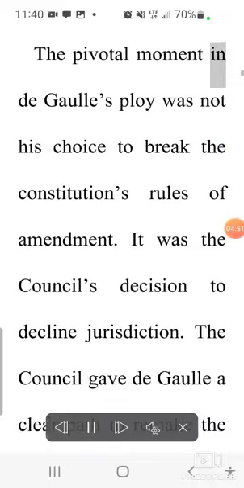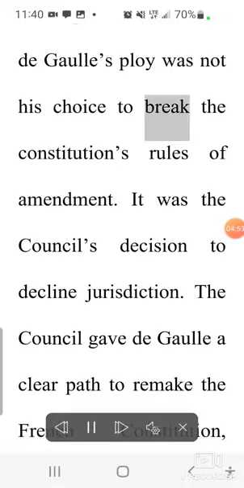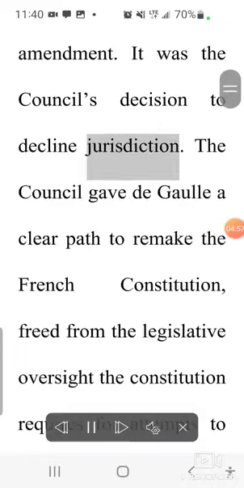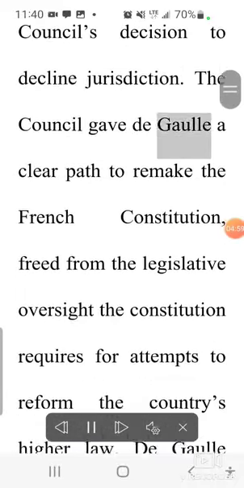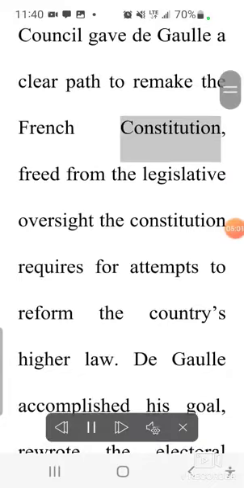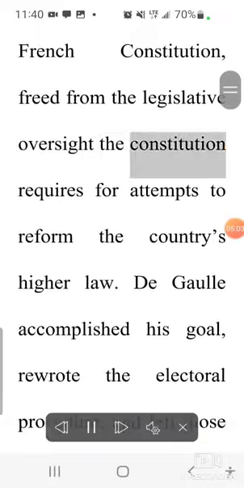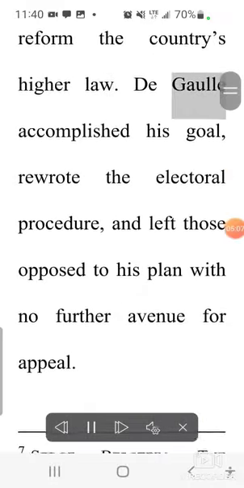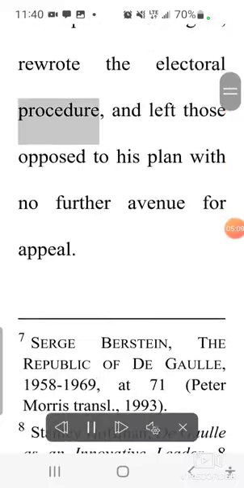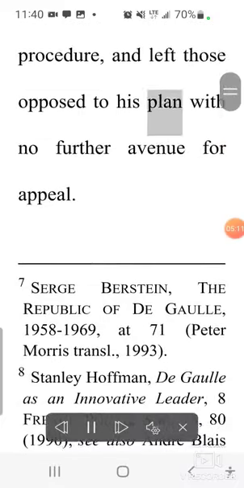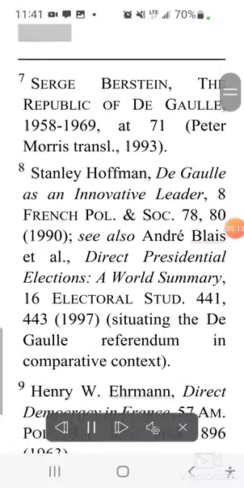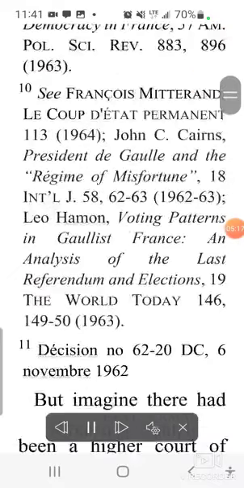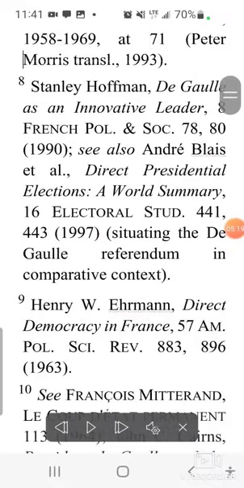The pivotal moment in de Gaulle's ploy was not his choice to break the Constitution's rules of amendment. It was the Council's decision to decline jurisdiction. The Council gave de Gaulle a clear path to remake the French Constitution, freed from the legislative oversight the Constitution requires for attempts to reform the country's higher law. De Gaulle accomplished his goal, rewrote the electoral procedure, and left those opposed to his plan with no further avenue for appeal.